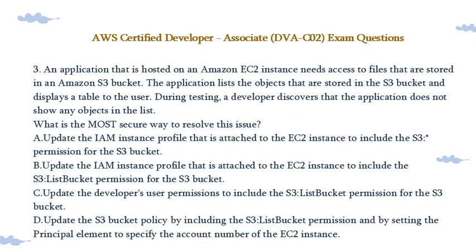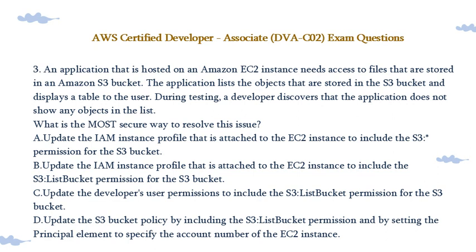3. An application that is hosted on an Amazon EC2 instance needs access to files that are stored in an Amazon S3 bucket. The application lists the objects that are stored in the S3 bucket and displays a table to the user. During testing, a developer discovers that the application does not show any objects in the list. What is the most secure way to resolve this issue?